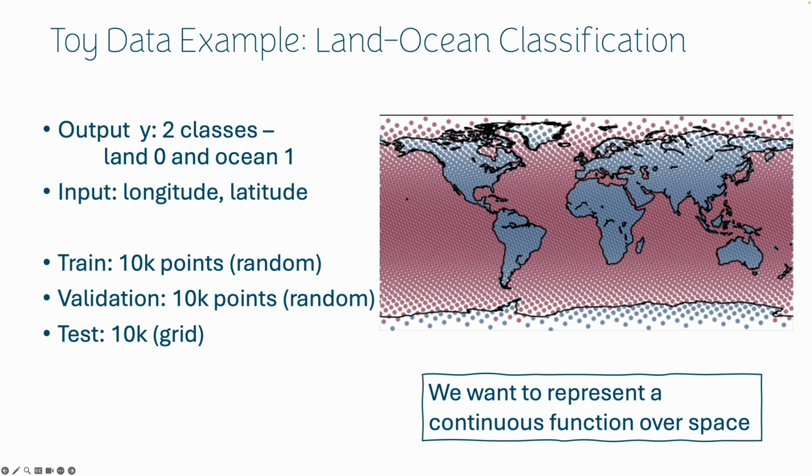And the objective is to use these samples from this underlying function, the samples of land and ocean across this geographic space, and then reconstruct this underlying function as well as possible.